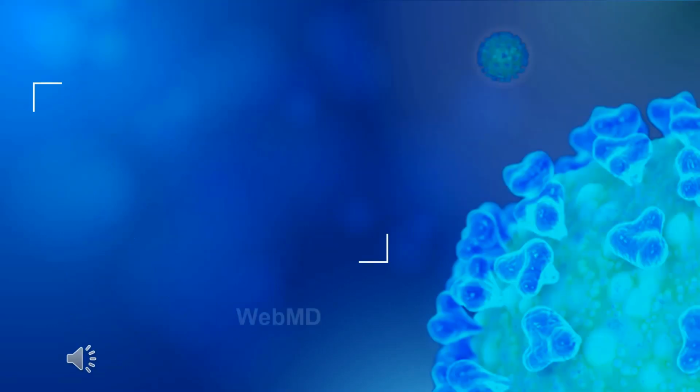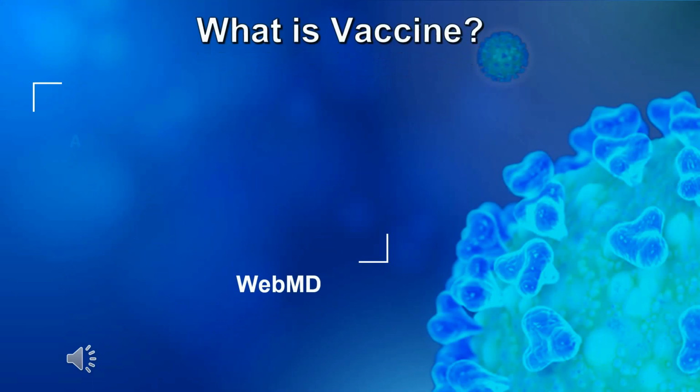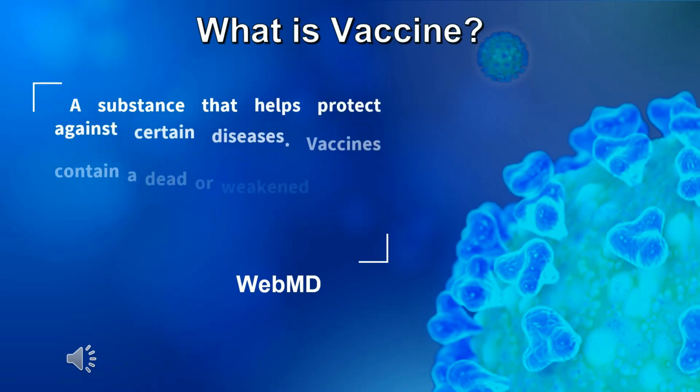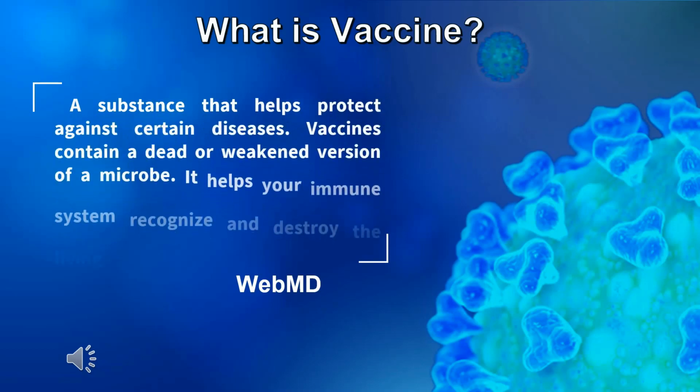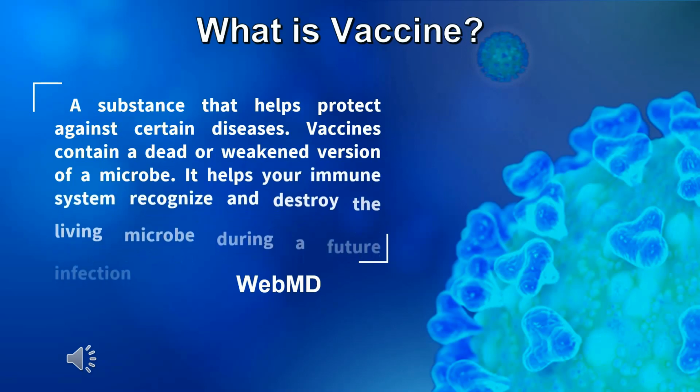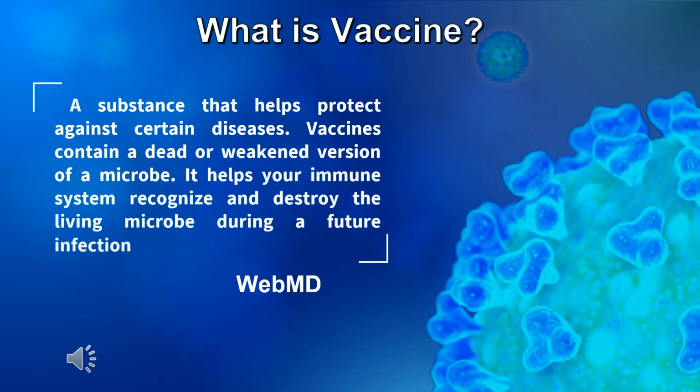First, let me talk about what is a vaccine. According to WebMD, vaccines are a substance that helps protect against certain diseases. Vaccines contain a dead or weakened version of a microbe, here a virus. It helps our immune system recognize and destroy the living microbe during a future infection. So, vaccines are of different types.